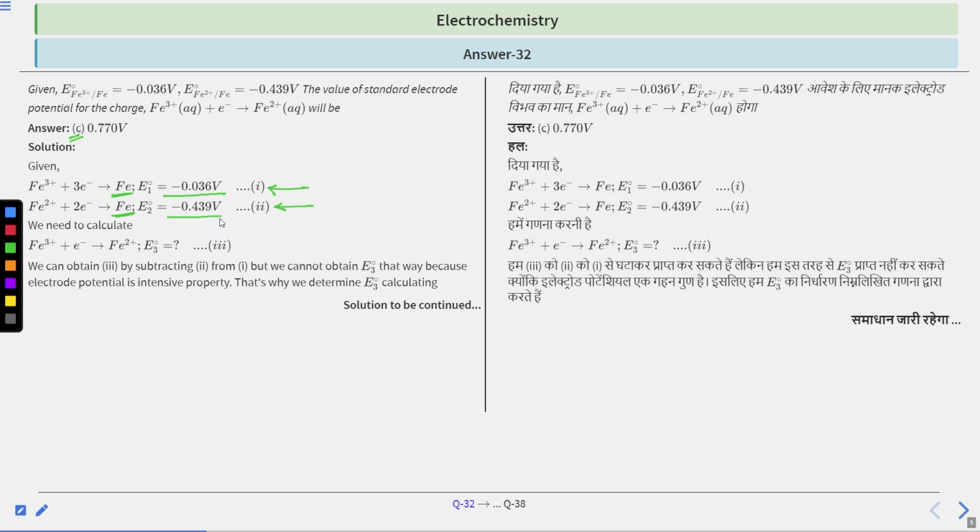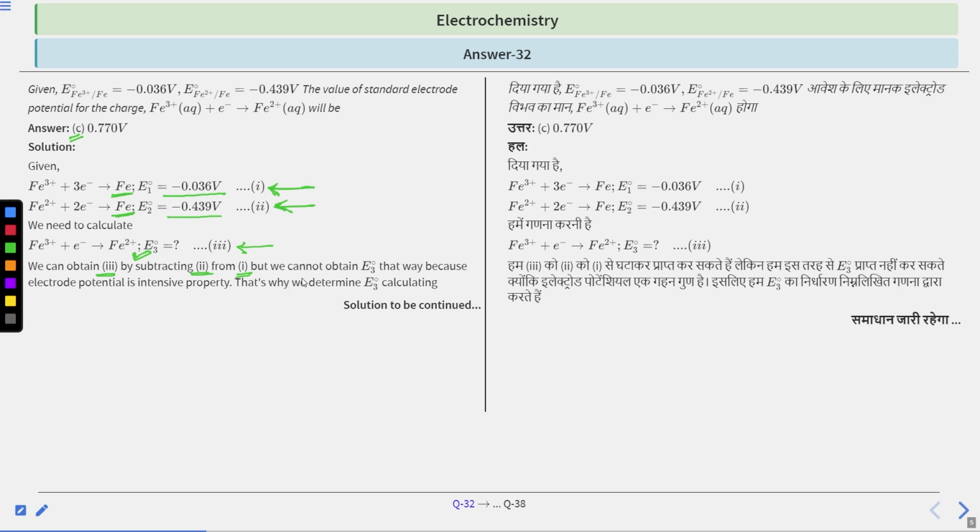Now we have to find out the standard electrode potential for this third reaction. Let's suppose this is the third: Fe3+ plus electron giving Fe2+. What will be the E naught 3 for this reaction? We can obtain the third equation by subtracting the second from the first. So if we subtract these two, we can get the third equation.